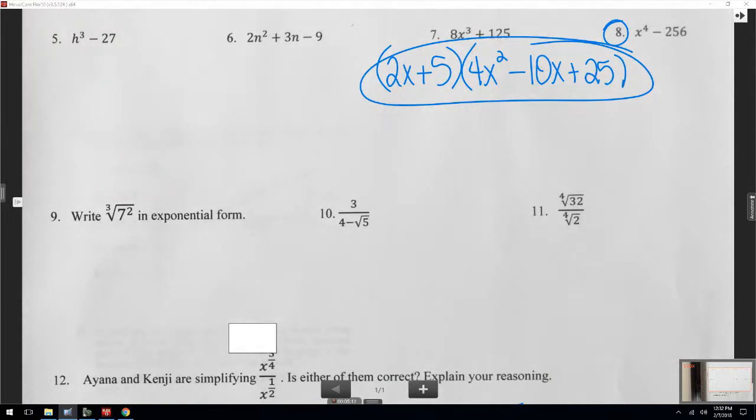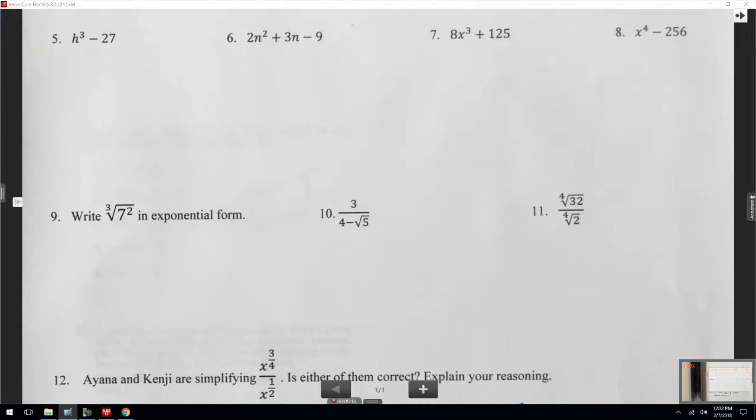Number 8 is different because that is a fourth power, not a third power. What do you mean the same operation? No, we don't use SOAP. Only use SOAP when it has an exponent of 3. We have an exponent of 4 here. Just do difference of 2 squares. There you go. Alright, so x to the 4th breaks up as x squared and x squared. A minus sign would break up as a plus and a minus. And then what's the square root of 256?